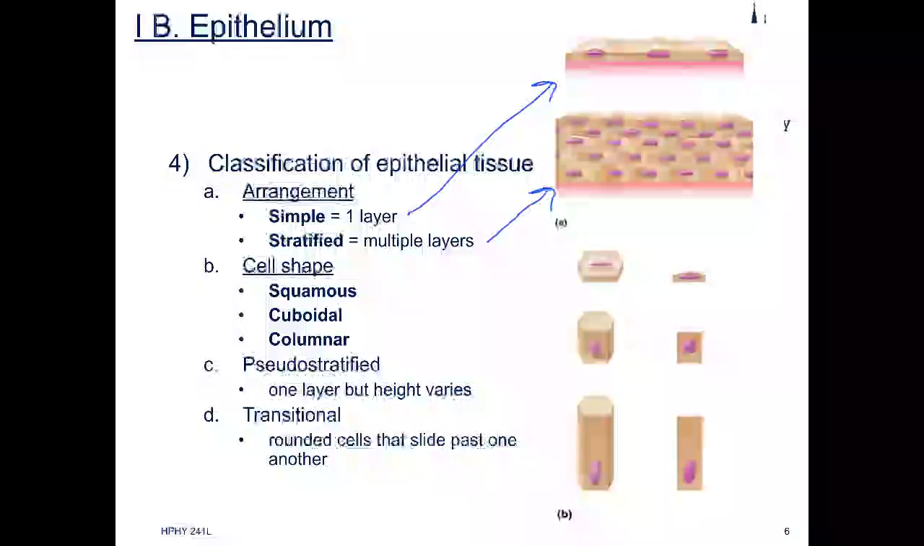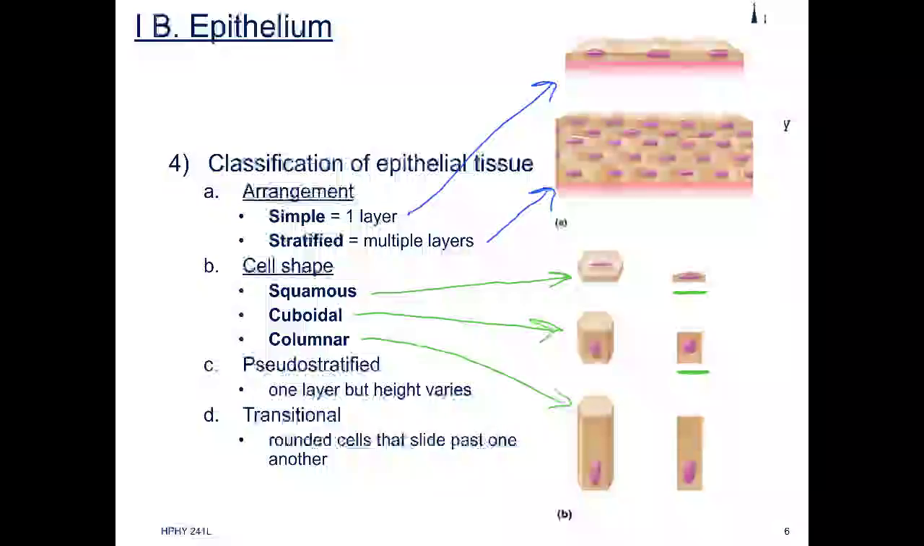We also look at the individual shape of the epithelial cells. So if the cell appears very flat, then we call it squamous. And this is what it might look like under a microscope slide. So very thin, very flat. Epithelial tissue might be cuboidal in shape, so it might look like a cube. And then the third shape is columnar. So columnar epithelial cells are very tall and probably pretty skinny.